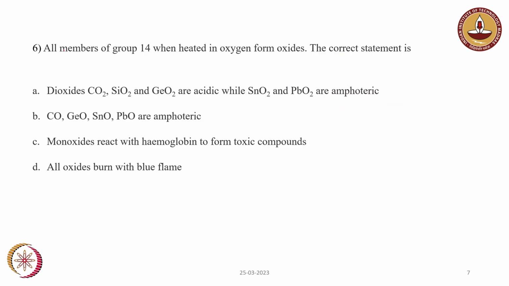The next question is, all members of group 14 when heated in oxygen form oxides. The correct statement is option A, dioxides CO2, SiO2 and GeO2 are acidic, while SnO2 and PbO2 are amphoteric. Option B is CO, GeO, SnO, PbO are amphoteric, and C is monoxide reacts with hemoglobin to form toxic compounds, and option D is all oxides burn with blue flame.